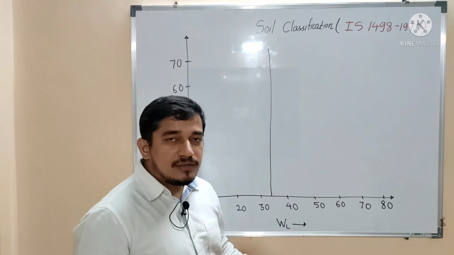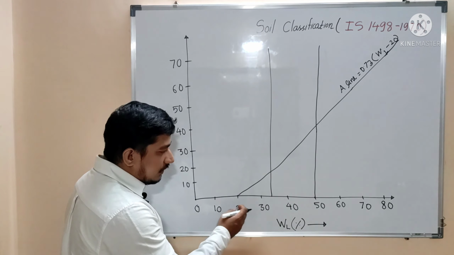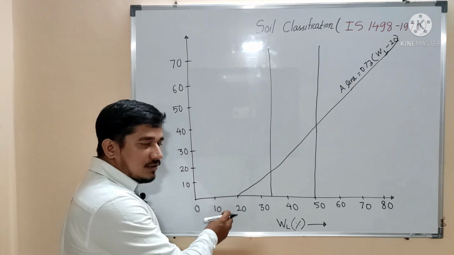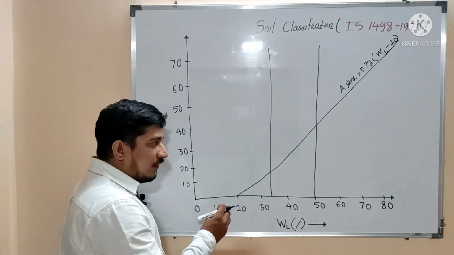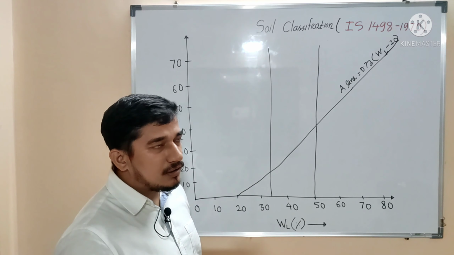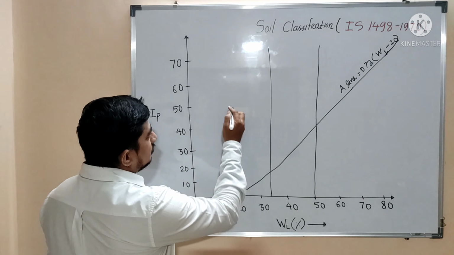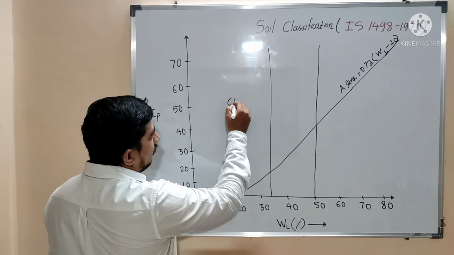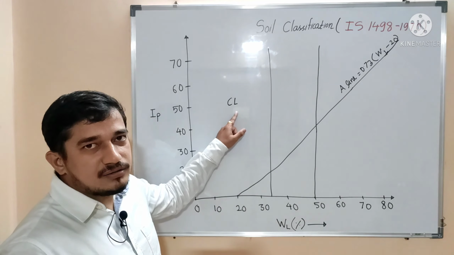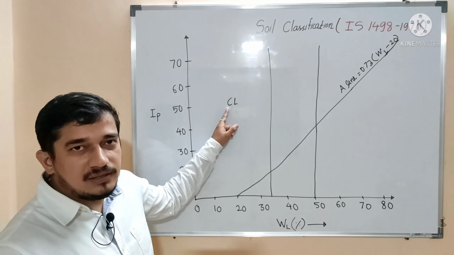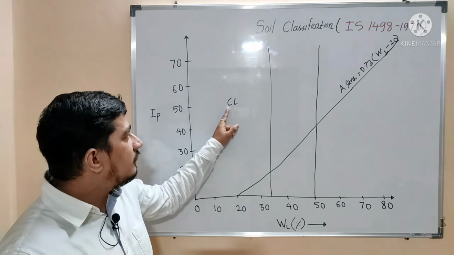So when the liquid limit is less than 35%, such a soil is considered as a low compressible soil, and the soil above the A line is generally clay. So this is low compressible clay. L indicates low compressibility and C indicates clay. This is CI, that is intermediate compressible clay, and this is CH, that is highly compressible clay.